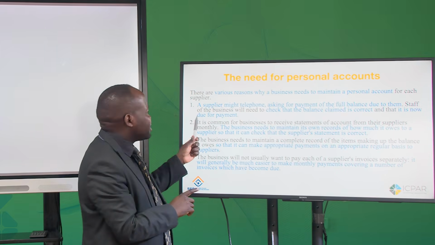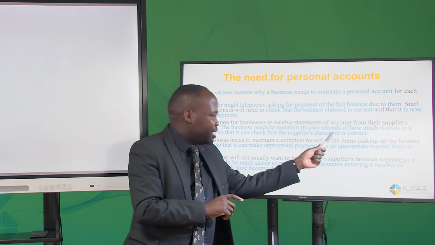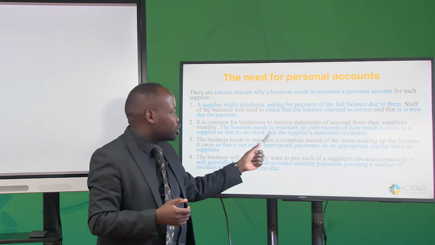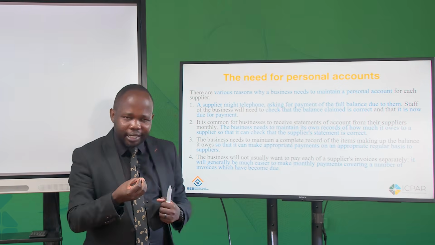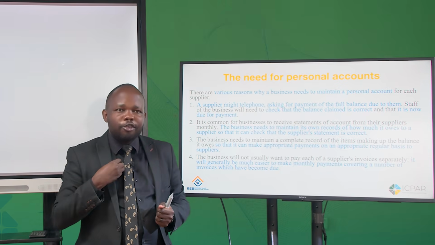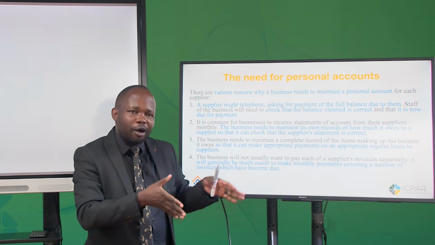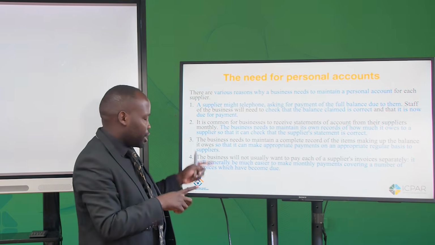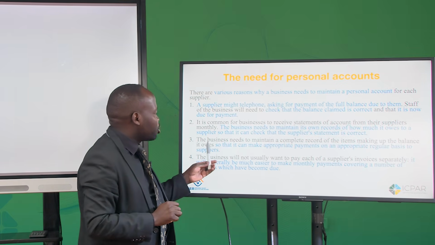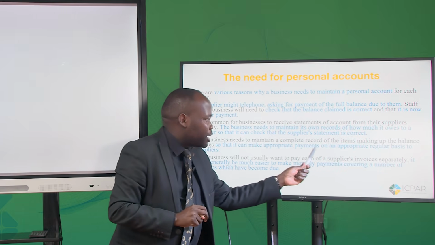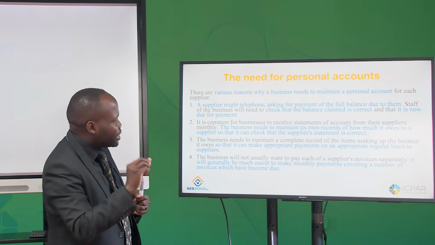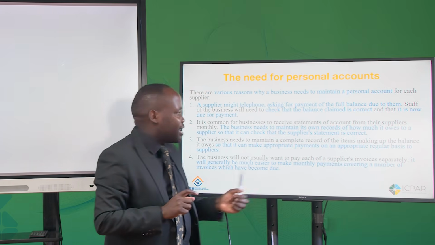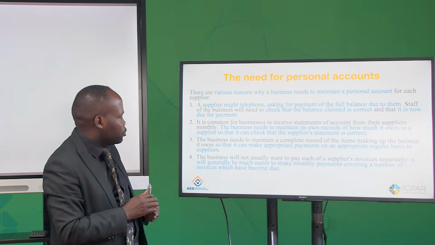That's the first reason. The second reason, the business needs to maintain its own records of how much it owes different suppliers so that it can check that the supplier's statement is correct. Remember, the supplier sends you a statement. You must be in a position to have your own records to enable you to compare the supplier's statement to your own record. That's the second reason of having this ledger. Number 3, so that it can make appropriate payments on an appropriate regular basis to suppliers. So the business needs to maintain a complete record of items to enable them to make payment to suppliers.